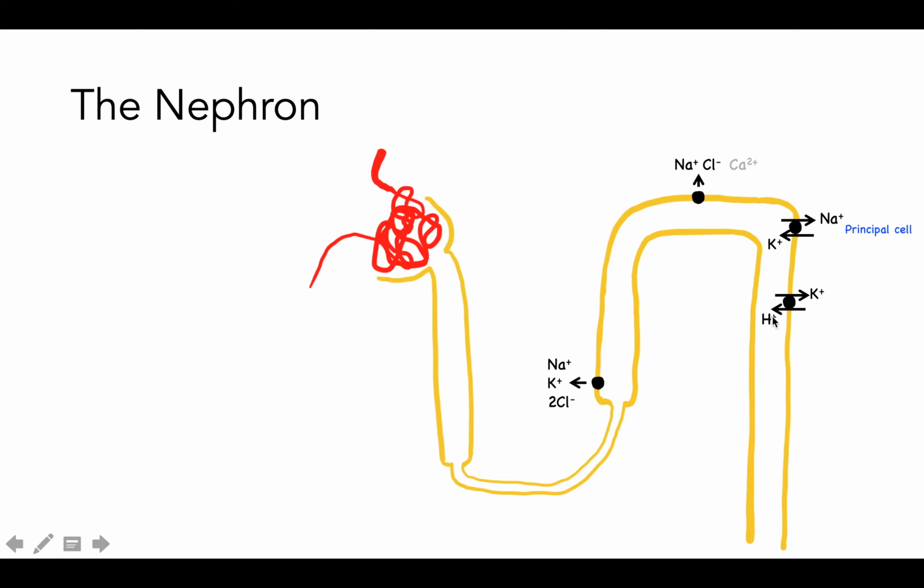And then further along, these are the cells that excrete H+ into the urine. So this is your pH control step, and in order to balance the charges, they resorb some of this potassium. And these cells are called type A or alpha intercalated cells.